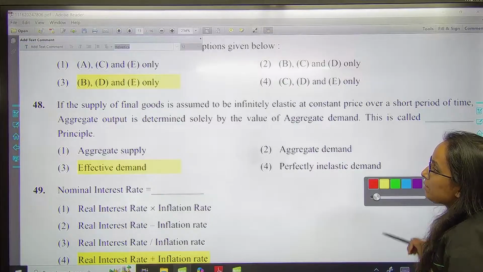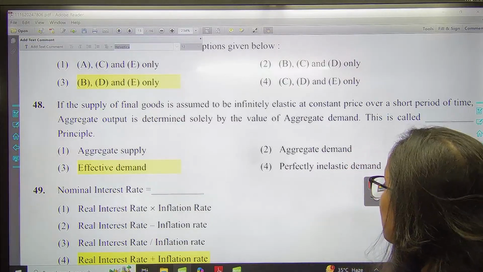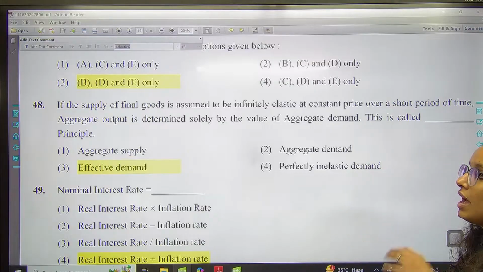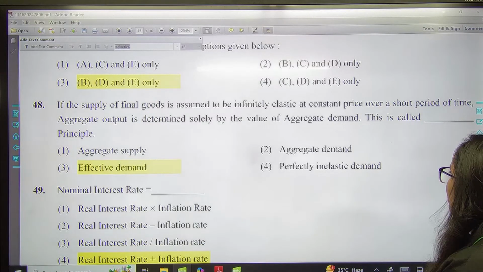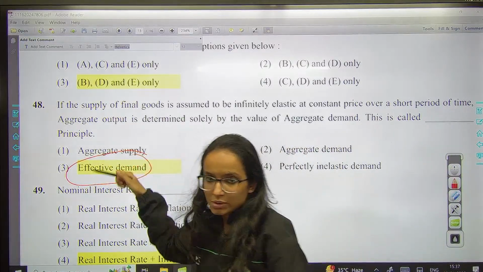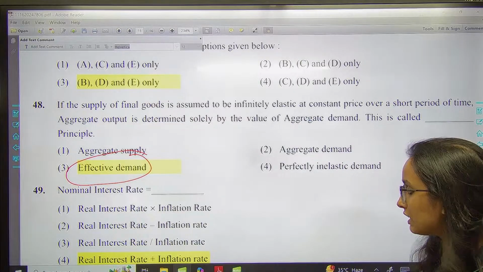Then if the supply of final good is assumed to be infinitely elastic at a constant price over a short period of time, aggregate output is determined solely by value of aggregate demand. This is called effective demand. Effective demand का concept भी important है and they have asked effective demand in the question.